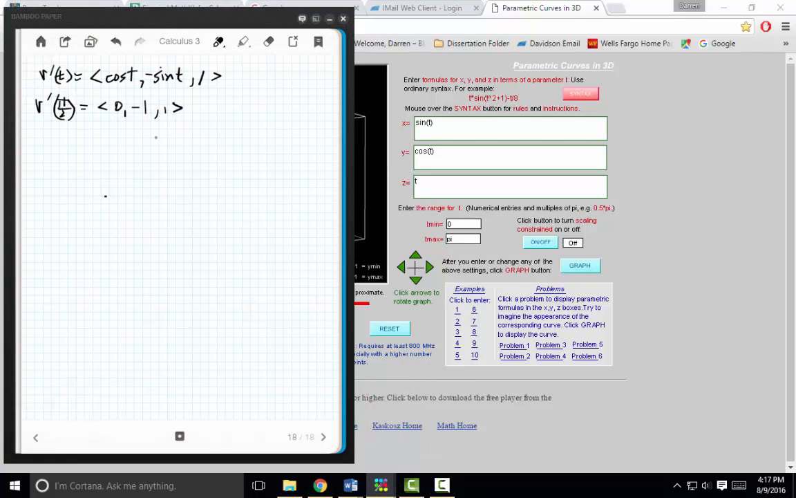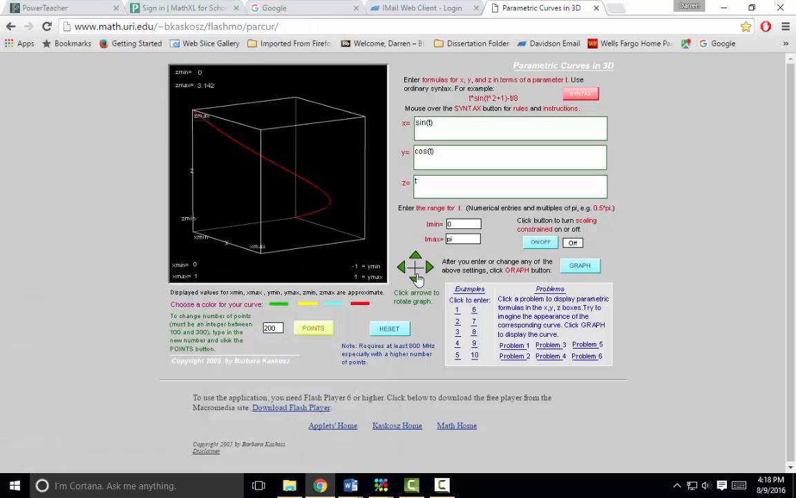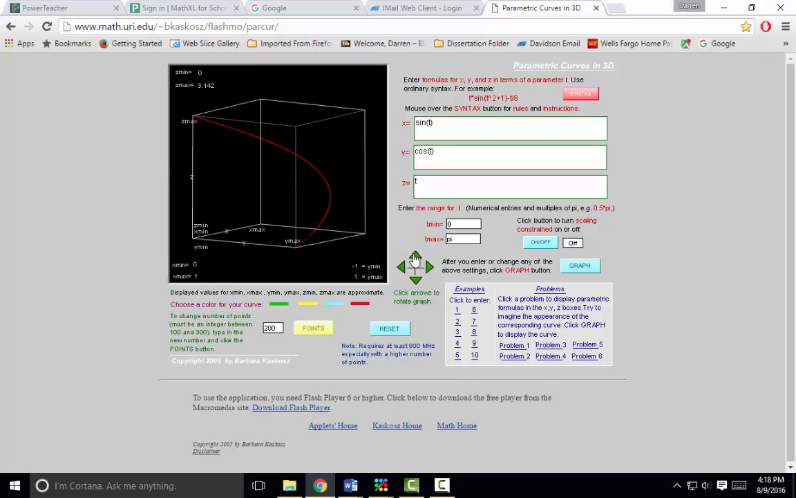I took the derivative at pi halves, which is halfway through. So let me drop this again. Halfway through this curve, this set of c's, I want to figure out what the vector looks like. So what did I do?